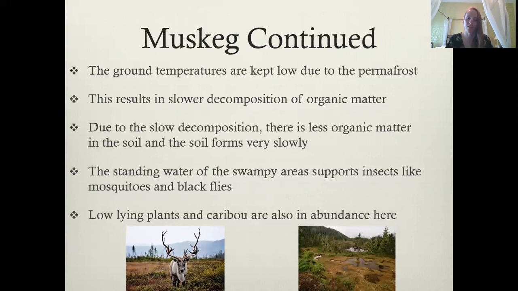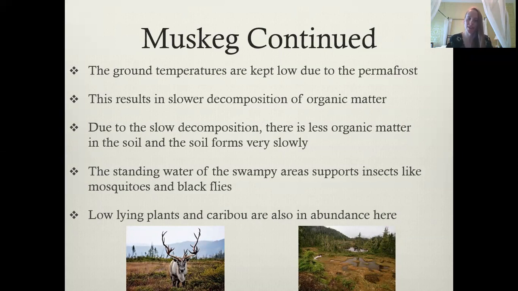The ground temperatures here are also kept much lower than the rest of the taiga in the summer because of the permafrost. So organic matter decomposes quite slowly here. They decompose slower the colder it is. So in the muskeg, they will decompose quite slowly. Because of that slow rate of decomposition, it means that soil forms very slowly because soil is made up of decomposing stuff. It also means that the soil has less organic matter in it, which just means that it doesn't have as many nutrients and stuff available to plants that are trying to grow there.